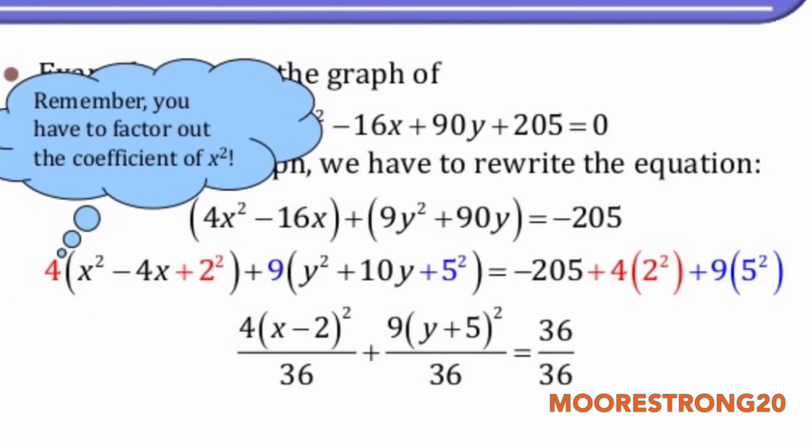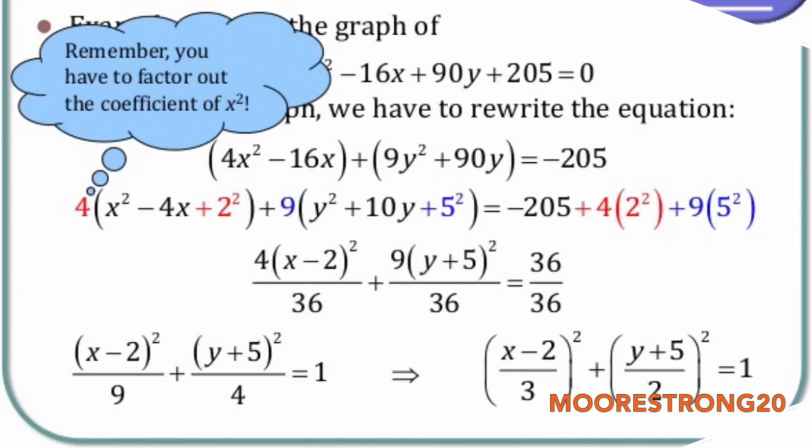Next, we use the product of the coefficients 9 and 4, which is 36, and we divide it by the entire equation, which gives us our final equation: (x minus 2) over 3, squared, plus (y plus 5) over 2, squared, equals 1.